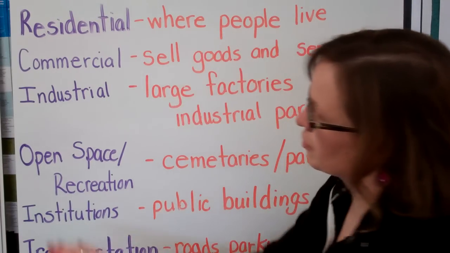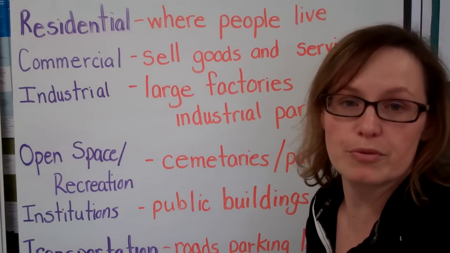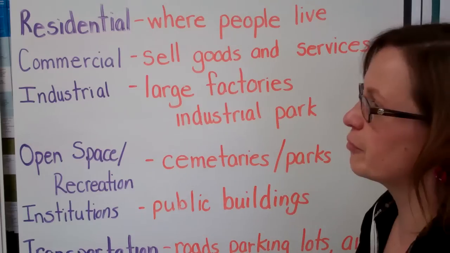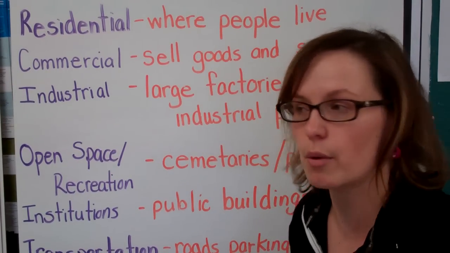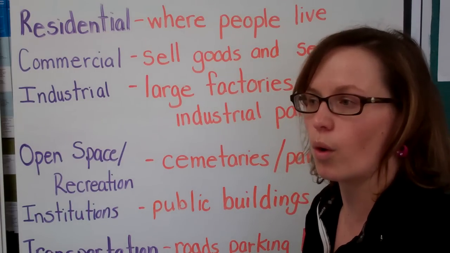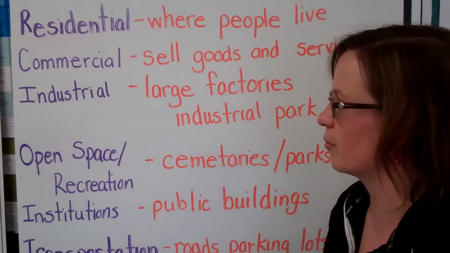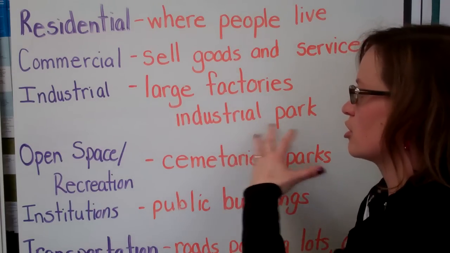So residential, which makes up 40% of land use, is where people live. So homes. Commercial, which takes up 5% of our land use, is anywhere where goods and services are sold. So a store, anywhere that you can go in and purchase something or ask for a service, that is all considered commercial. Industrial is where the things are made, so large factories or industrial parks.